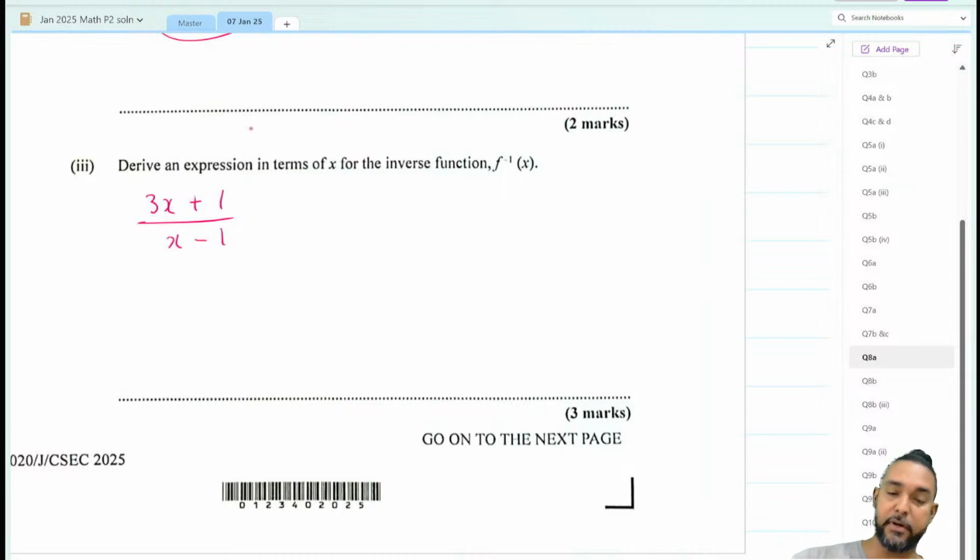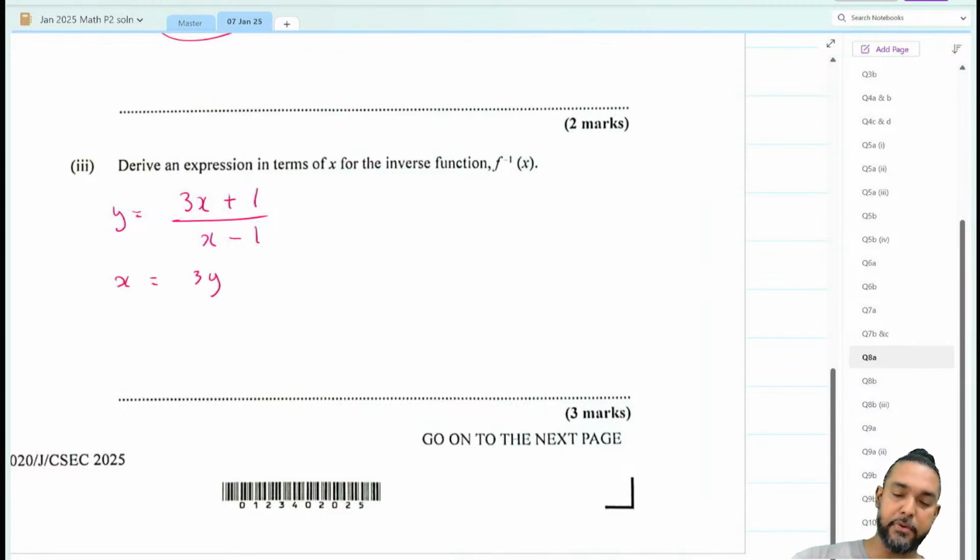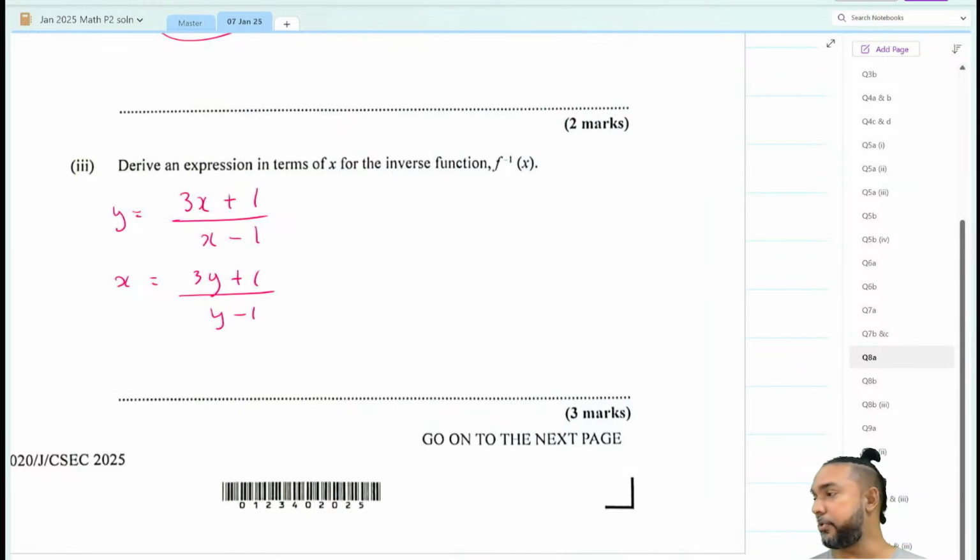What am I doing again? Sorry, my brain, I am tired. Right, so you swap out x and y. So x is equal to 3y plus 1 all over y minus 1. And now you transpose.